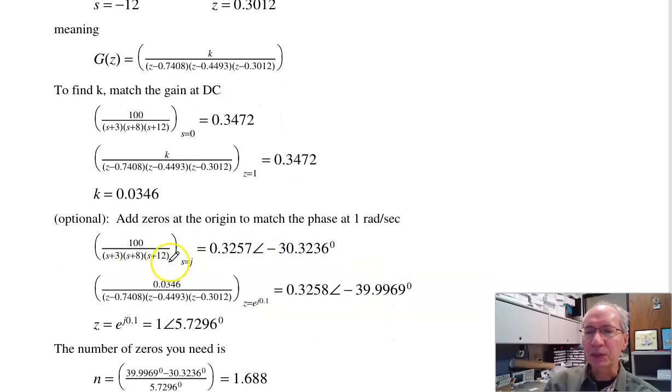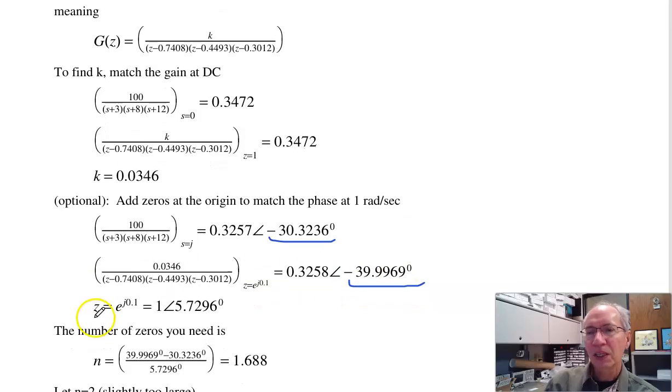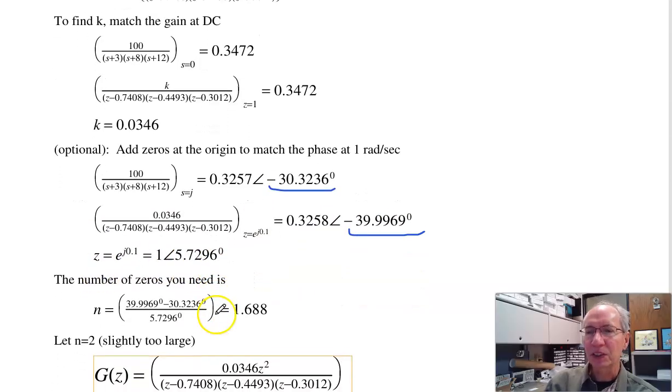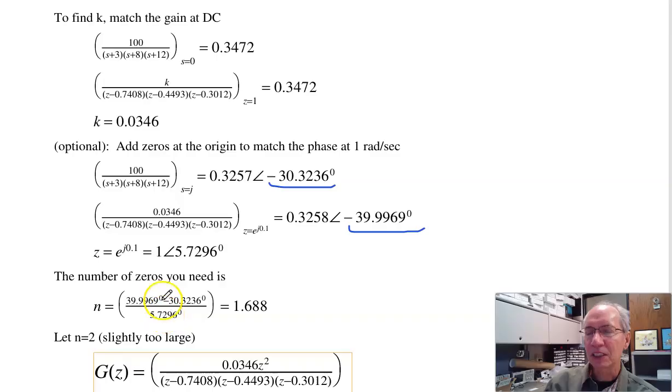And pick your favorite frequency. I'm going to pick 1 radian per second. This is what the phase shift should be. Take my G(z), the gain's right, but the phase is wrong. I'm off by 9 degrees. Each z contributes 5.7 degrees, so the number of zeros I need is 9 degrees divided by 5.7 degrees, 1.68 zeros. So no matter what I do, I'm wrong.